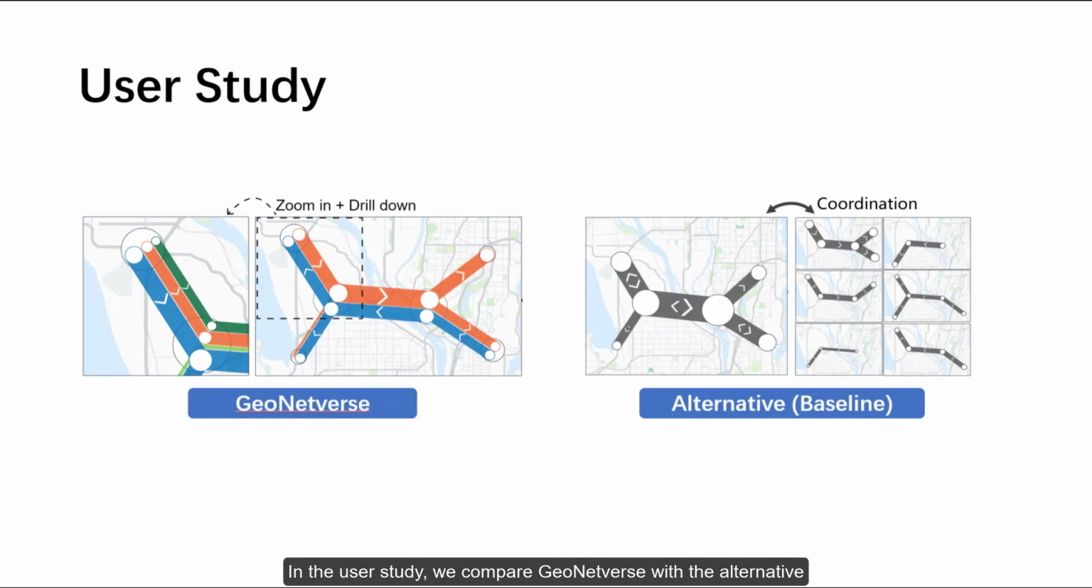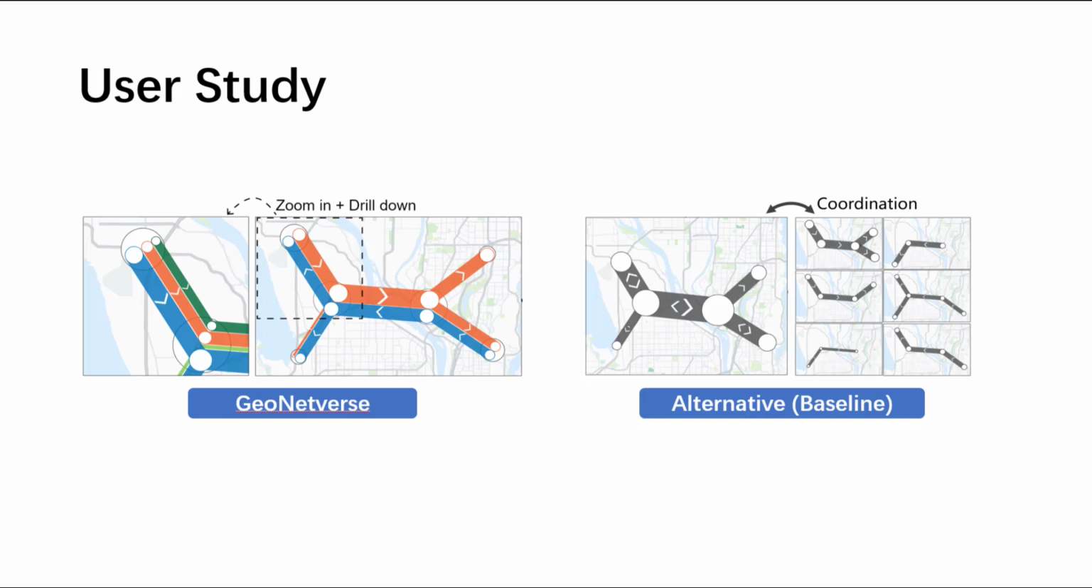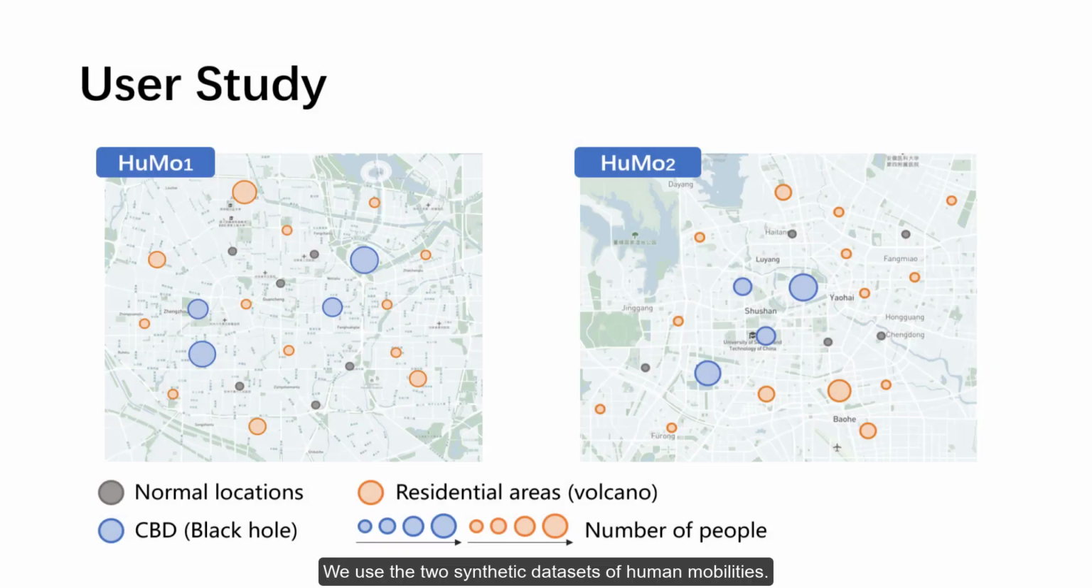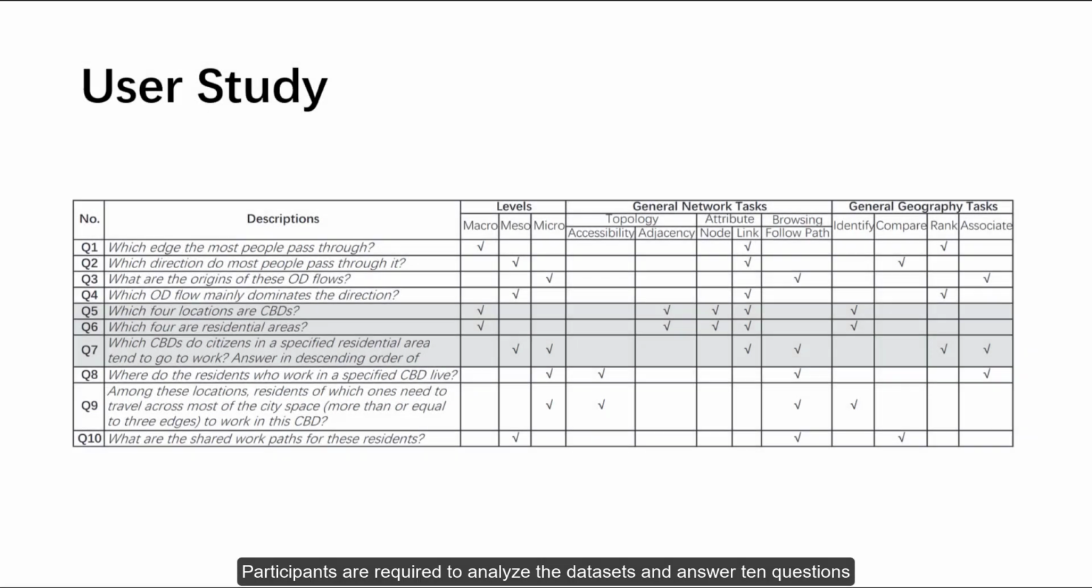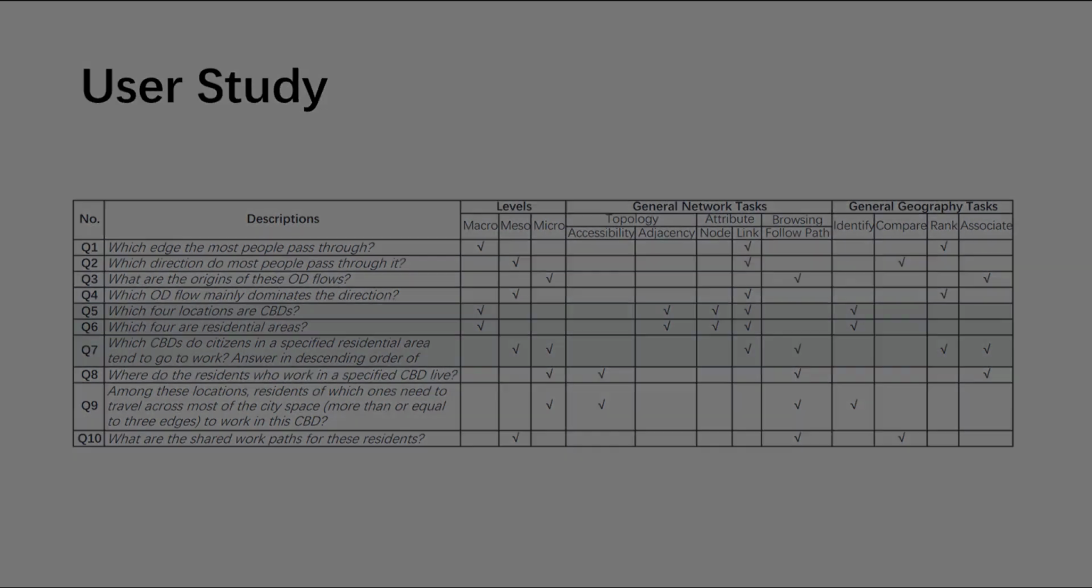In the user study, we compared GeoNetverse with the alternative, to understand GeoNetverse's weaknesses and strengths. We use the 2 synthetic datasets of human mobilities. The distribution of locations is shown in these figures. Participants are required to analyze the datasets and answer 10 questions, using GeoNetverse and the alternative, respectively.